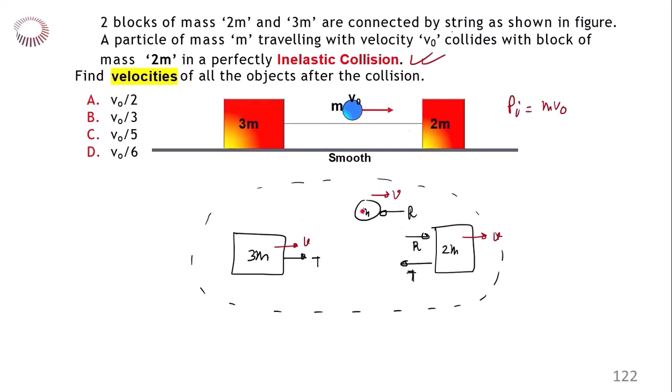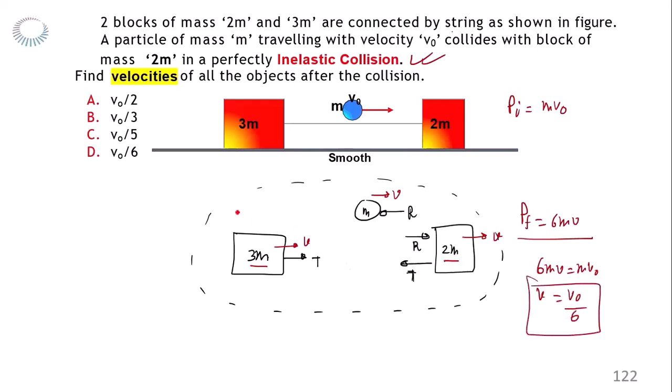So finally, all are moving. So final momentum is towards the right. How much momentum? m plus 2m plus 3m is 6m. So P final is equal to 6m into v. So 6m v should be equal to m v naught. So what is v? v should be equal to v naught by 6. So this is the final common velocity of all the blocks, v naught by 6.